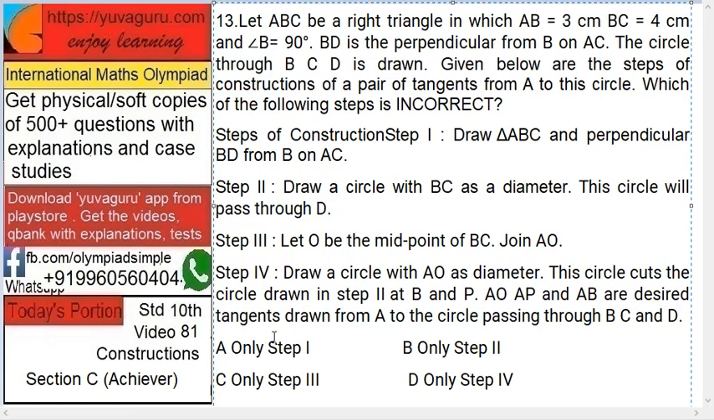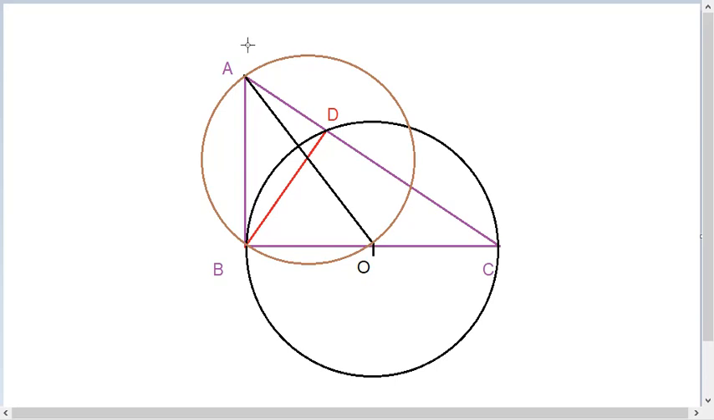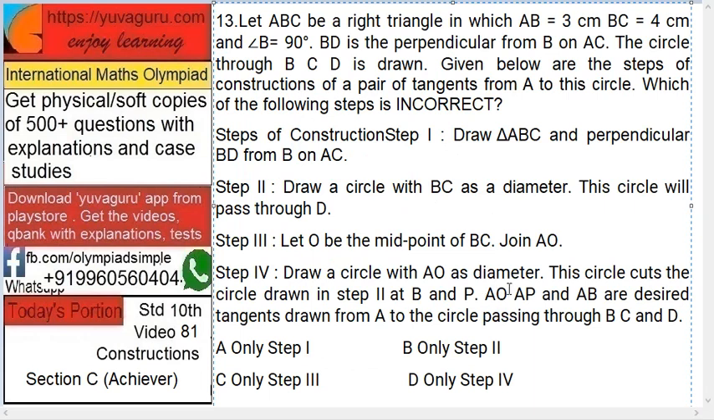Next, draw a circle with AO as a diameter. The circle cuts the circle drawn in step 2 at B and P. So AO, AP and AB are the desired tangents from A to the circle passing through B, C and D. See, new circle we have drawn. Now this circle cuts the original black circle at point B and say P over here. So now AO, AP and AB are the desired tangents.